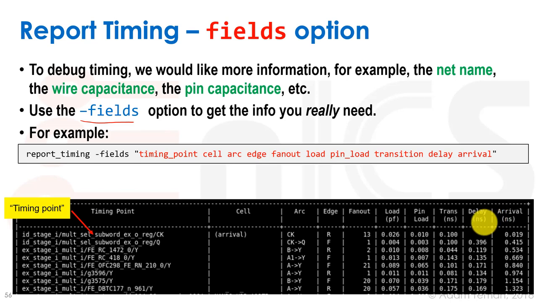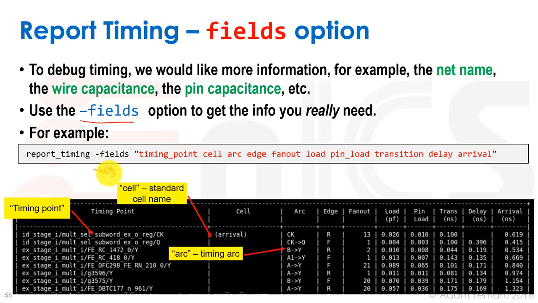If we add the minus nets option, we'll also see the names of the nets that the design propagates through, but right now it's just showing mainly the driving pins of each net. Okay, the standard cell names, and I blacked that out so we don't release anything about the standard cell library that I'm using. Okay, the timing arc from which input pin to which output pin this propagated through, if it was a rising or falling edge.